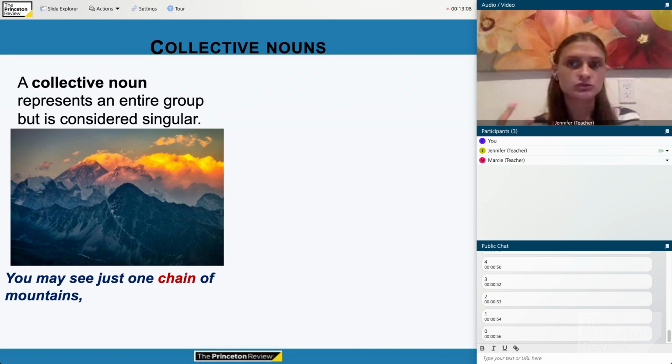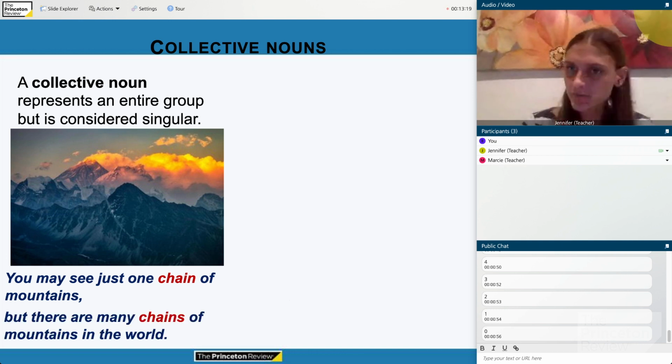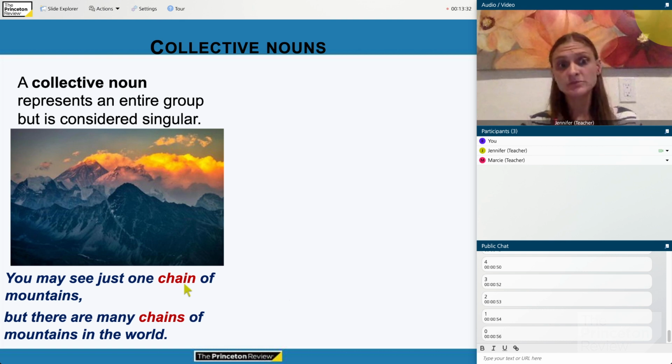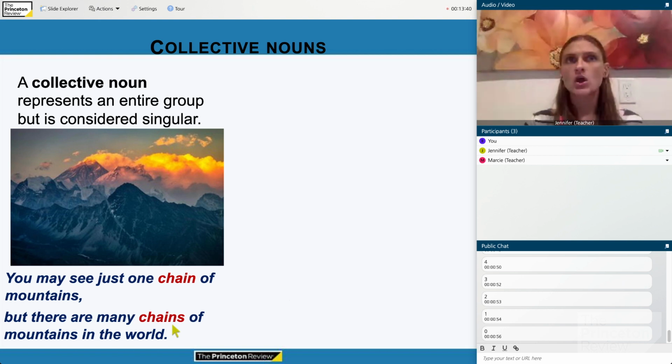So if you're driving and you see a chain of mountains, it's one chain of mountains. So that is singular if you're only referring to one chain of mountains. But you could also see many chains of mountains because there are lots of chains of mountains around the world. And in this case, this is the plural version of a collective noun. So the noun in both of these sentences, or the subject here, chain and chains, singular, plural. And typically when you're dealing with collective nouns, when you want to pluralize the collective noun, it's going to be that first word that gets the plural ending.